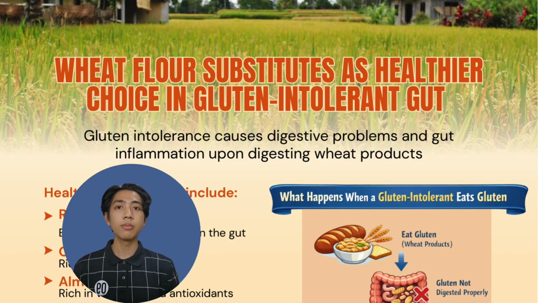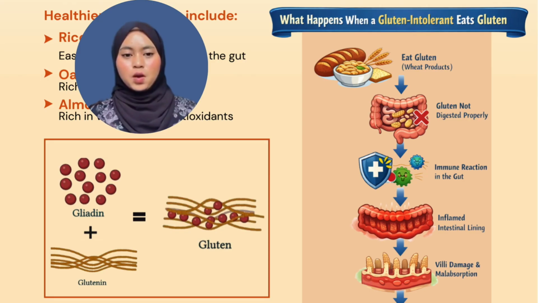When gluten is consumed, it can trigger immune reactions in the gut, leading to symptoms such as abdominal pain, bloating, diarrhea, and long-term damage to the intestinal lining. Now, I will explain the structure and mechanism related to wheat flour and gluten intolerance.